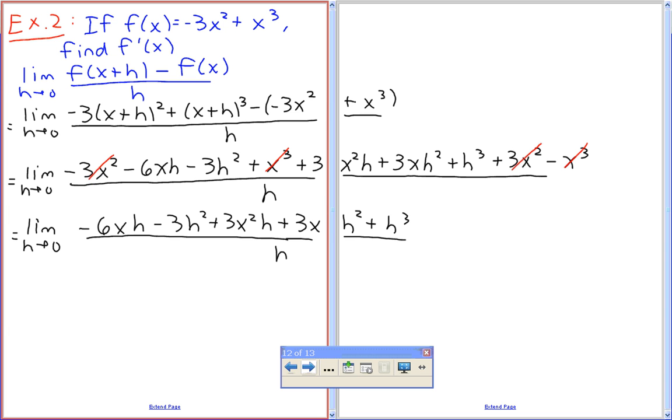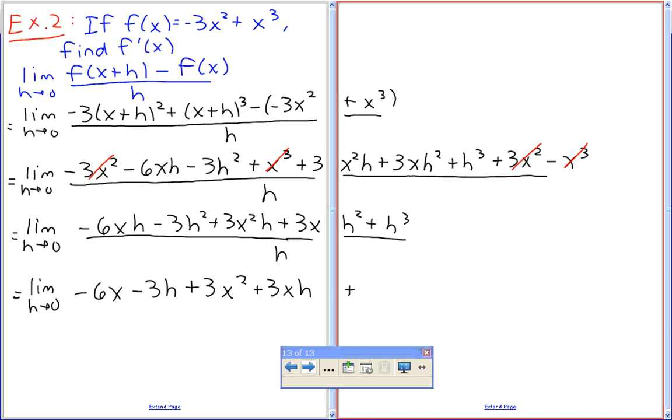Matt, what happens now? One h leaves with everything. So this is the limit as h approaches 0 of negative 6x, negative 3h, plus 3x squared, plus 3xh, plus h squared. Sorry, h squared. Are we feeling relatively okay about this? No comment means keep going. Robert, what do I do now, if anything? You sub in zero for h. Very good.